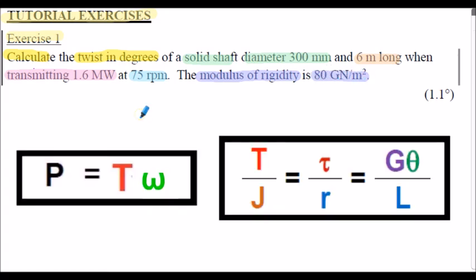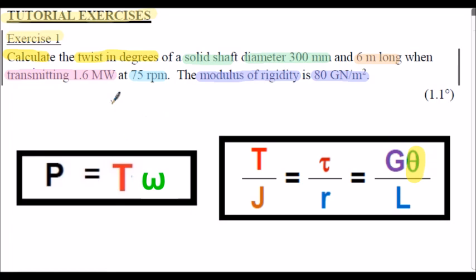So let's think through the solution for a moment. What are we asked to find in the question? The angle of twist in degrees. So we're trying to find angle theta. It will be in radians when we calculate it from the simple torsion theory here. We can convert that to degrees thereafter.